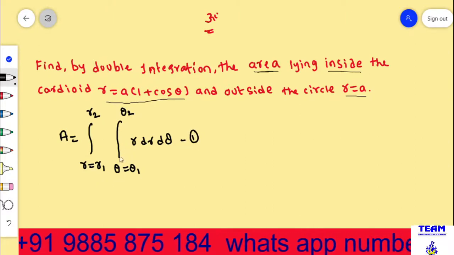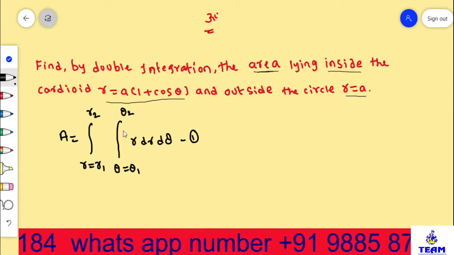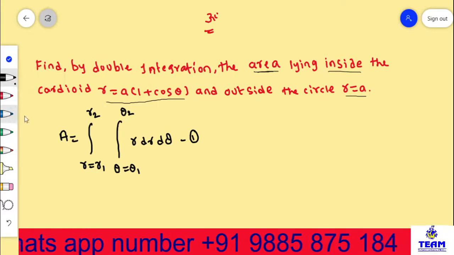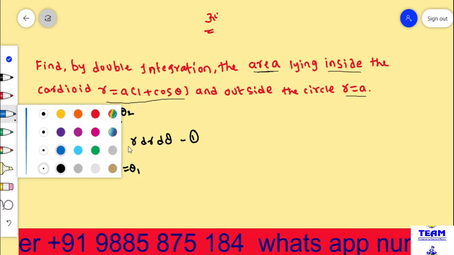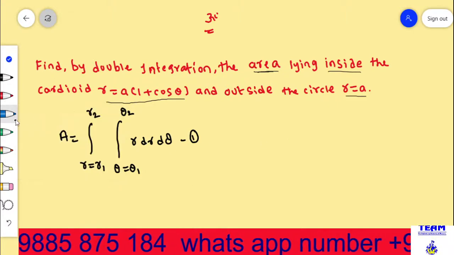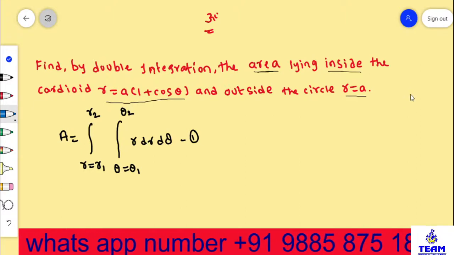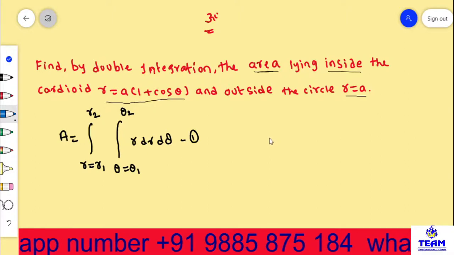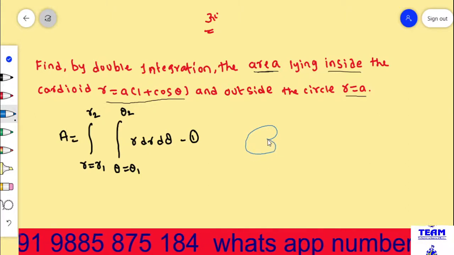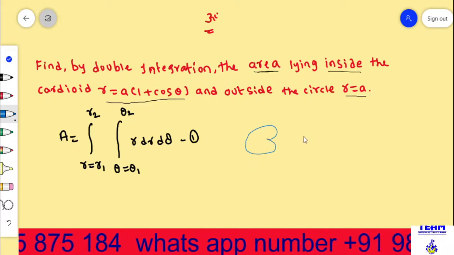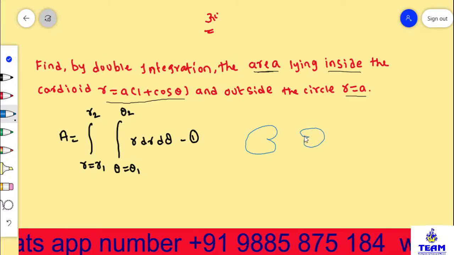Now we need to find the limits. First we have to know the region required. Here they have given r = a(1 + cos θ). Friends, you have to remember in which form a cardioid is. I am drawing one cardioid roughly, not exactly, I cannot draw it perfectly. See, this is a cardioid, and you have another cardioid. A cardioid is nothing but like a heart shape.